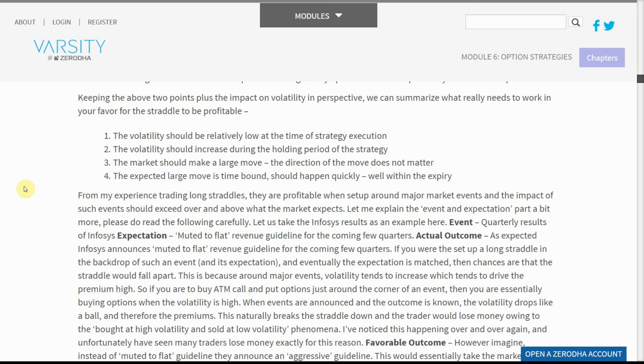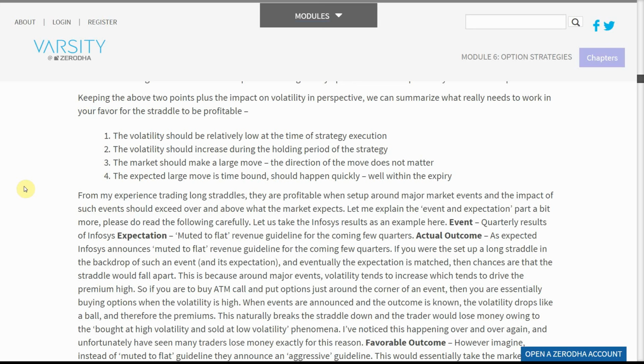From my experience trading long straddles, they are profitable when set up around major market events, and the impact of such events should exceed what the market expects. Let me explain the event and expectation part a bit more. Please do read the following carefully. Let us take the Infosys results as an example here. Event: quarterly results of Infosys. Expectation: muted to flat revenue guideline for the coming few quarters. Actual outcome: as expected, Infosys announces muted to flat revenue guideline for the coming few quarters.